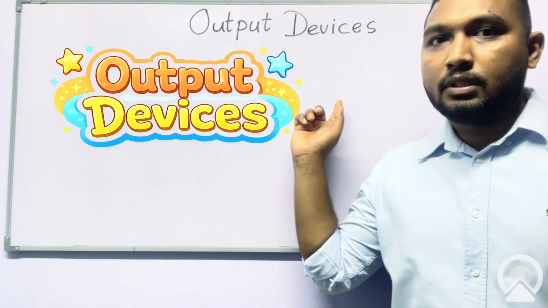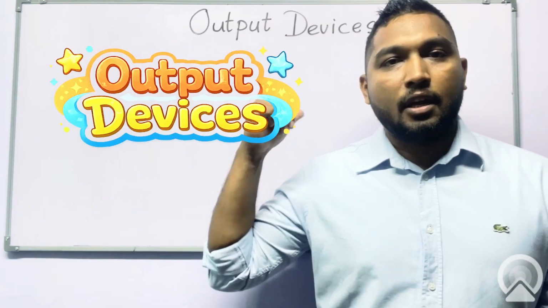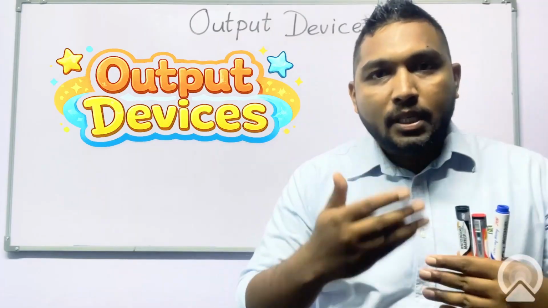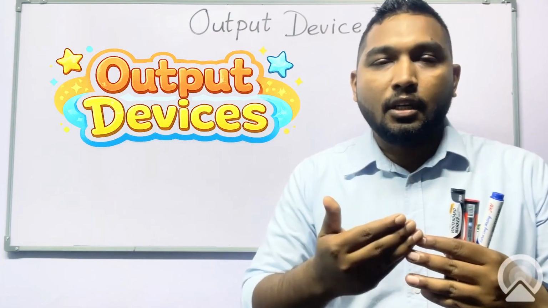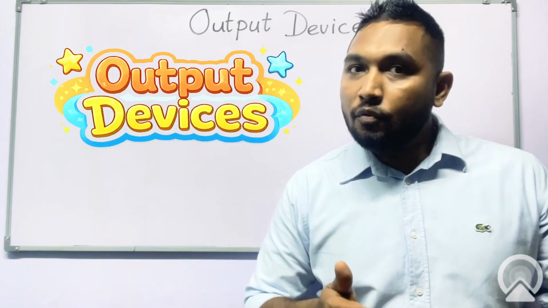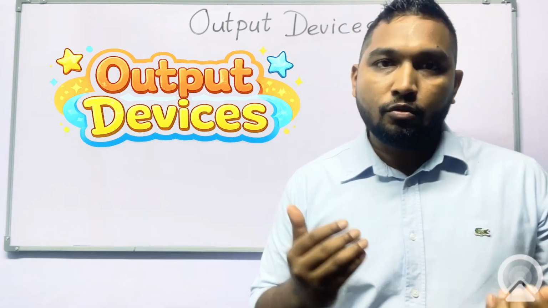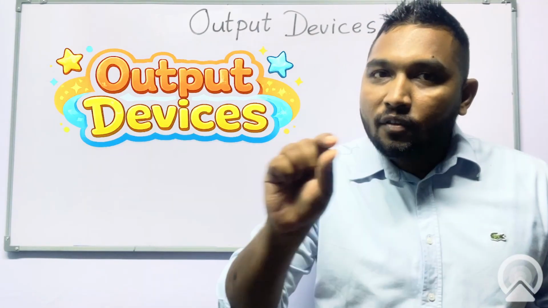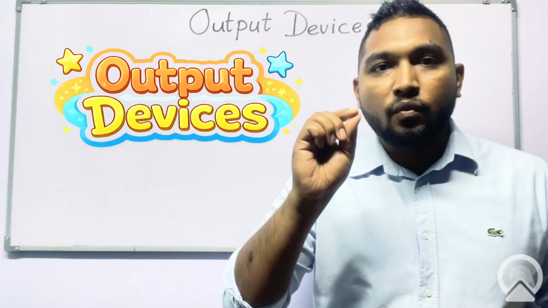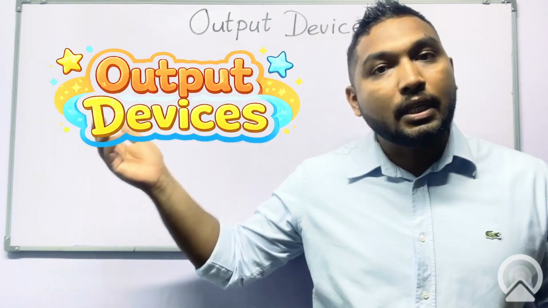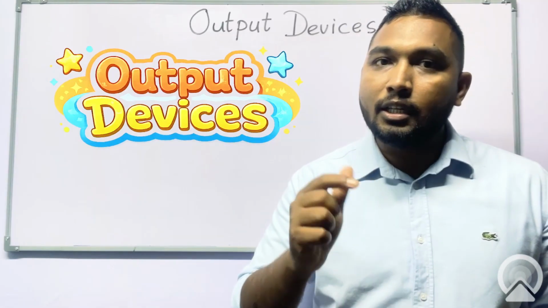It's not enough to learn only about input devices. Now we have output devices, because when we input something, there will be some process happening inside the computer. But in order to see or hear that, we should take that information out of the computer to use it. So what are output devices? We can write like this: the devices which help to get information out from the computer are known as output devices.